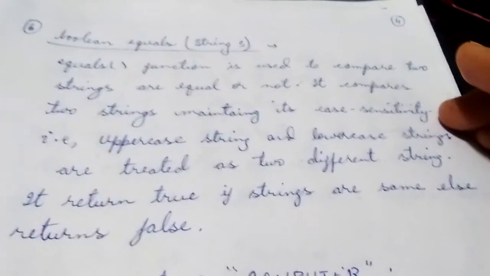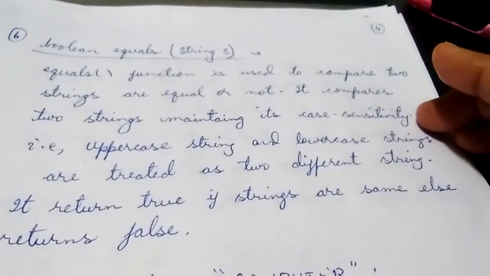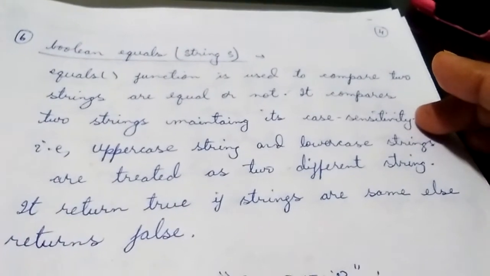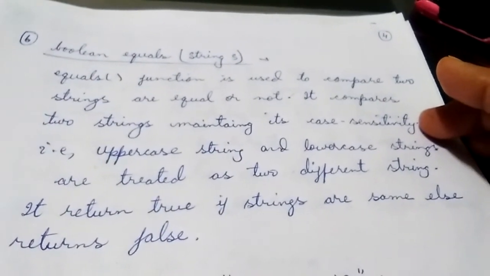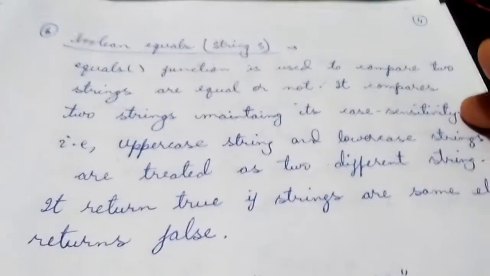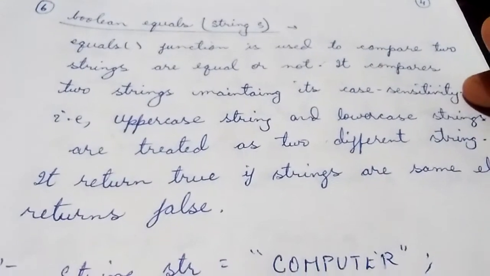Suppose Apple written in uppercase and apple written in lowercase. Both will be treated as two different cases. So it returns true if the strings are the same, else it returns false. It means it returns a boolean data type value.